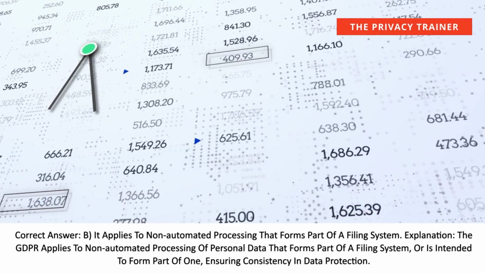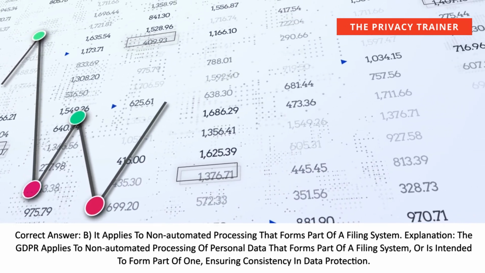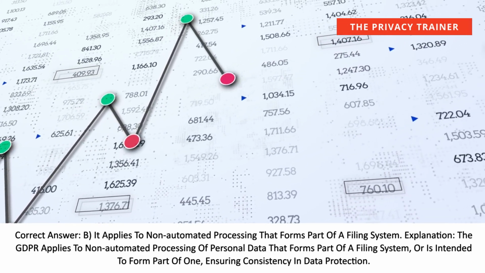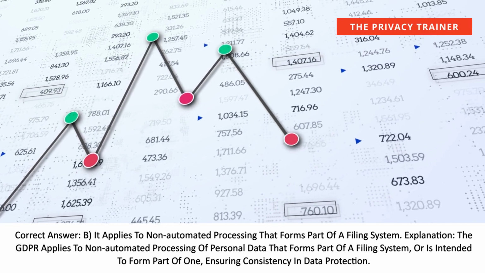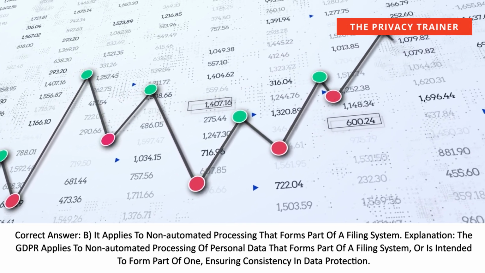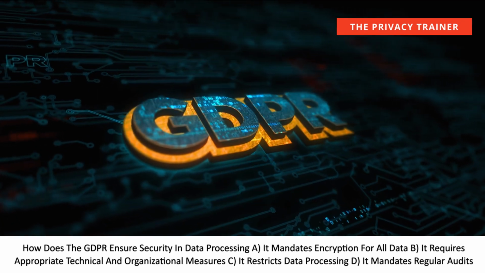Correct answer: B. It applies to non-automated processing that forms part of a filing system. Explanation: the GDPR applies to non-automated processing of personal data that forms part of a filing system, or is intended to form part of one, ensuring consistency in data protection. How does the GDPR ensure security in data processing?